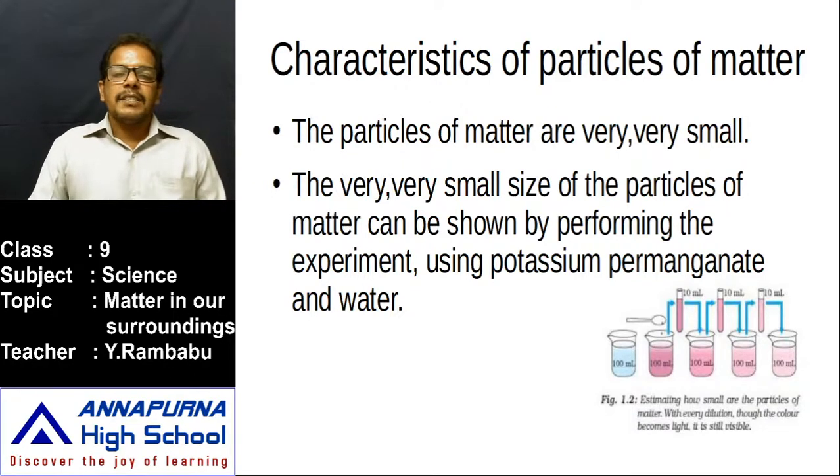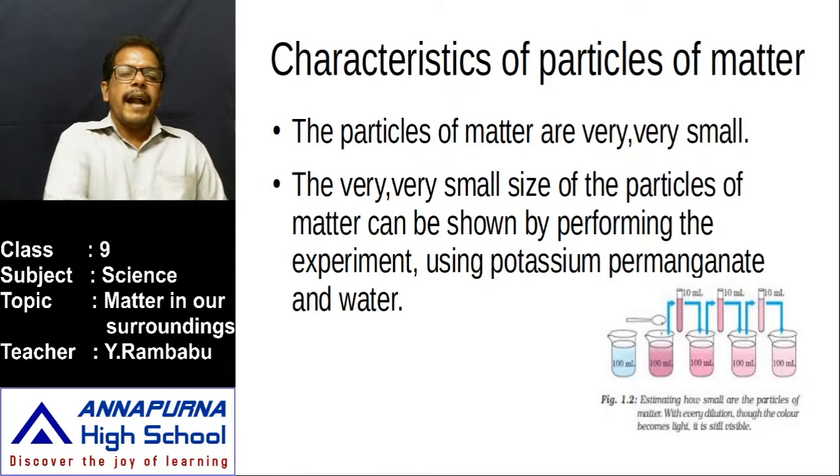The final beaker also attains some color, but the intensity of the color is low compared to the first beaker. What does it indicate? In the first beaker we added 2 to 3 crystals. This small amount of potassium permanganate contains a large number of particles. Due to that large number of particles, the intensity of the color is high.